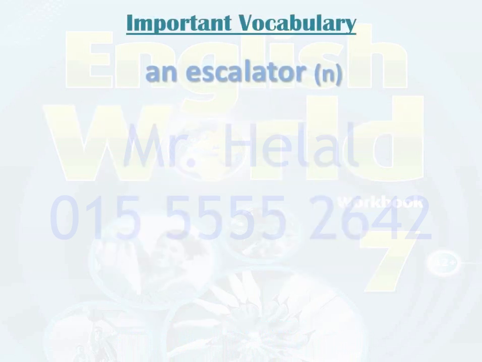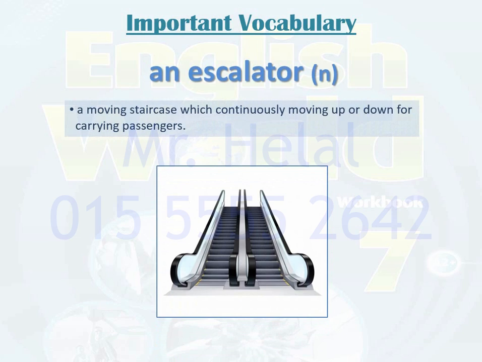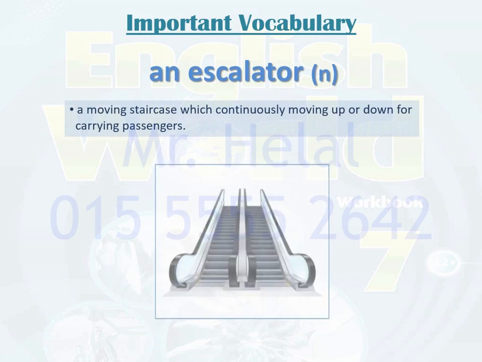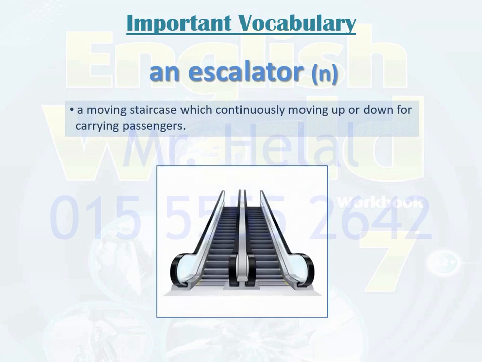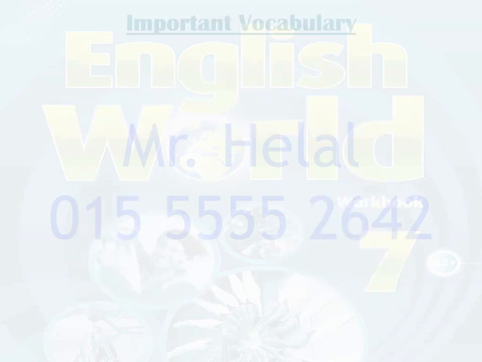An escalator. A moving staircase which is continuously moving up or down for carrying passengers. السلم المتحرك هو عبارة عن سلم بيتحرك باستمرار لأعلى أو لأسفل علشان ينقل الناس. Example: In the mall, shoppers move to the 2nd floor on an escalator. في المول المتسوقون بينتقلوا للطابق الثاني باستخدام السلم المتحرك.